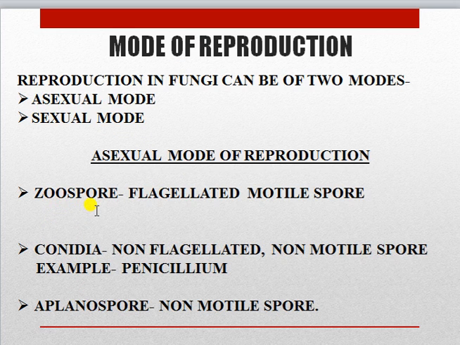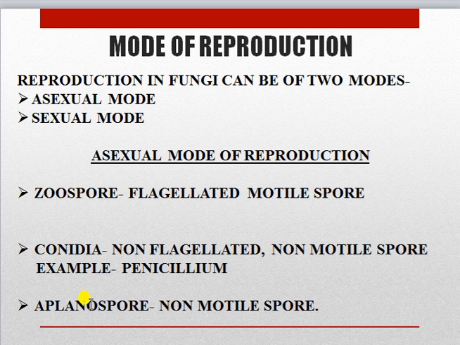Zoospore means, from the name we can understand, this is the flagellated spore, and that's why this spore can show motility. It can move from one place to another place. So zoospore is the motile flagellated spore which helps the fungi during their asexual mode of reproduction. Conidia is another type, the non-flagellated, non-motile spore, and by this spore the fungi can perform asexual reproduction, but this spore can't move from one place to another like the zoospore, due to the absence of flagella.